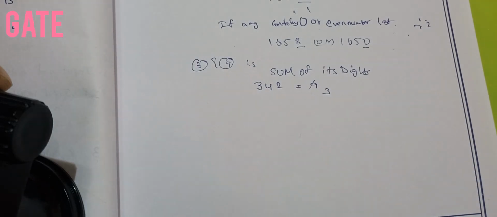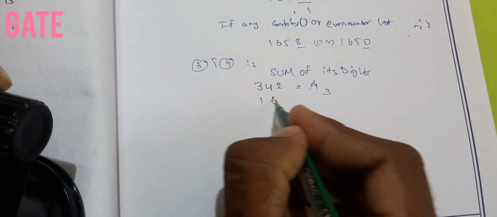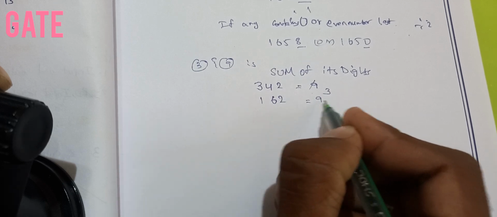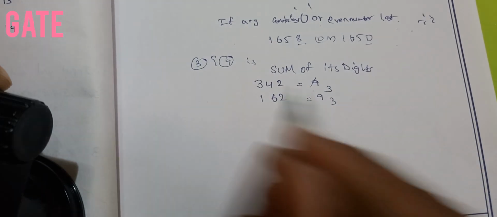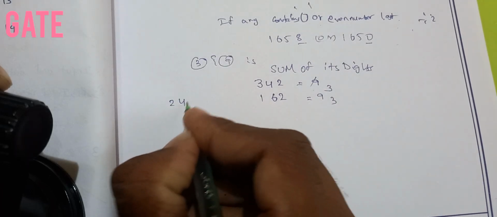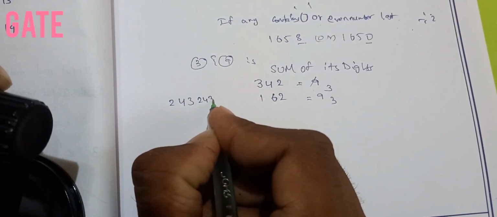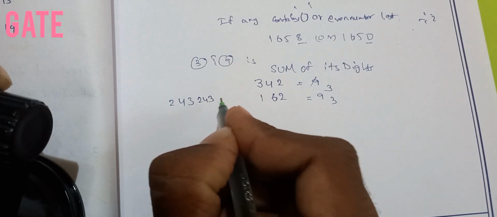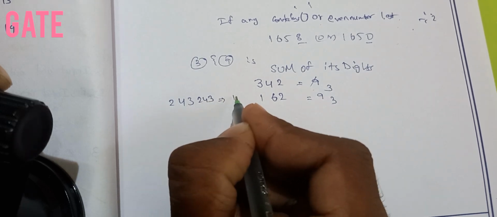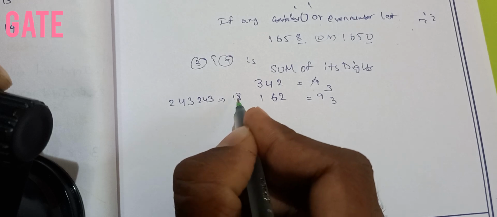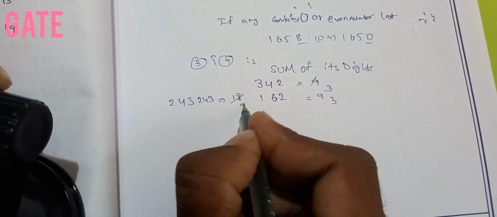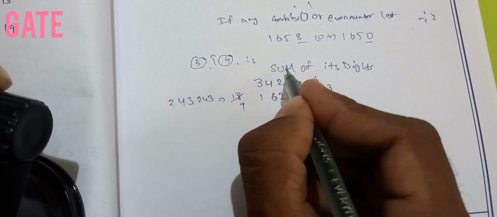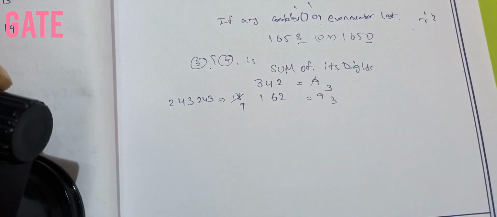Let us consider one more example, 1162. If we add all, we get 10 and... 1 plus 1 plus 6 plus 2, if we add all, we get 3, and it is also divisible by 3. Consider one more example, 243243. 2 plus 4 plus 3 plus 2 plus 4 plus 3, if we add them, we get 18. It is divisible by 9. So the divisibility rule of 3 and 9 is we need to add the sum of its digits.